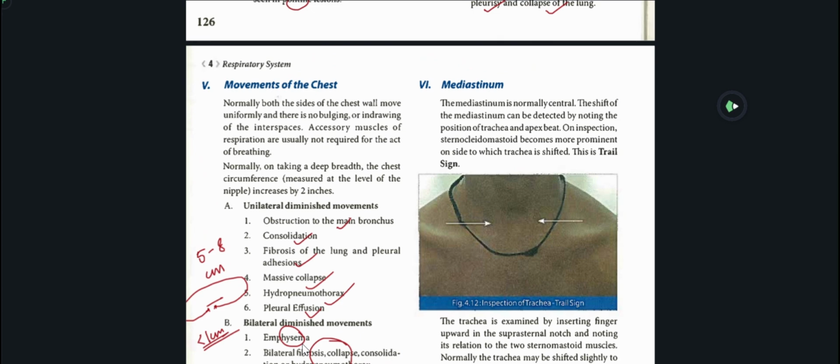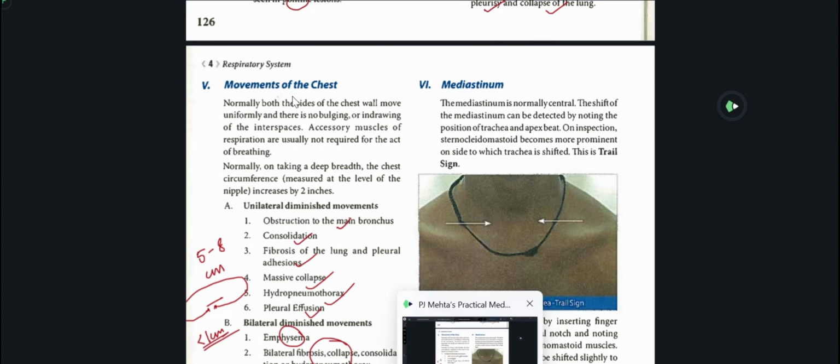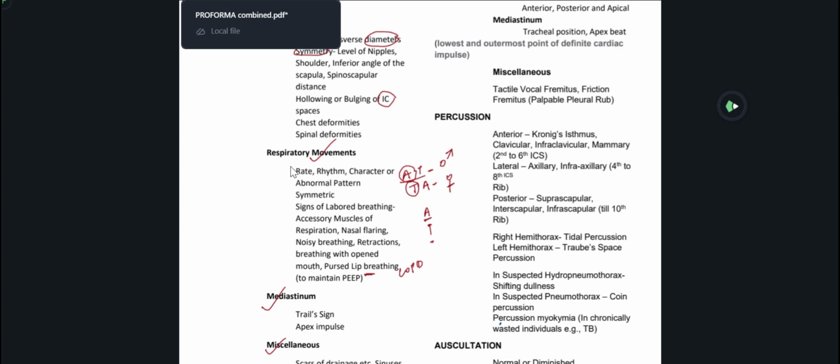And then the mediastinum. As we have done the inspection of the respiratory movement by looking for the rate, the rhythm, the character, the pattern. What were the patterns? Cheyne-Stokes, which was crescendo, decrescendo; Kussmaul's, which was this crazy one; Biot's, which is completely chaotic, right? All of these abnormal patterns we have looked for.